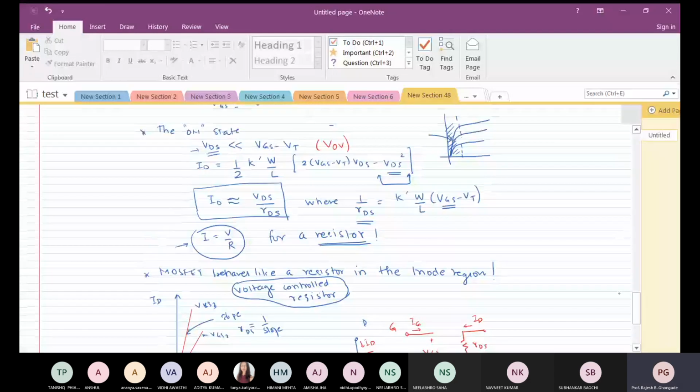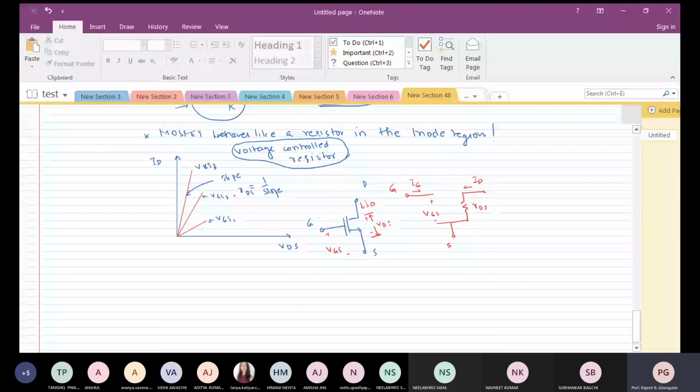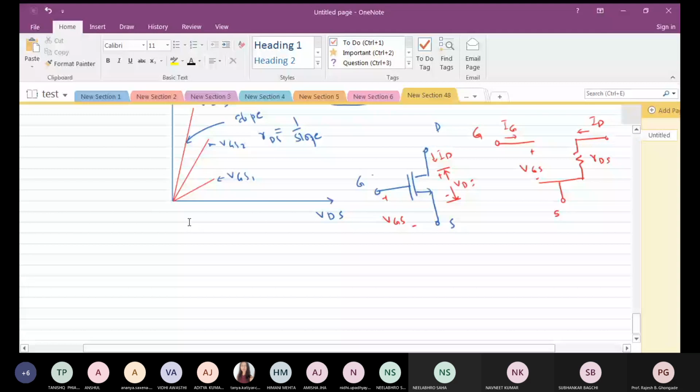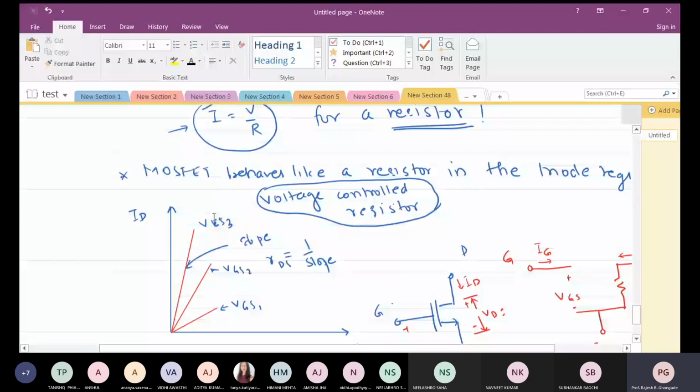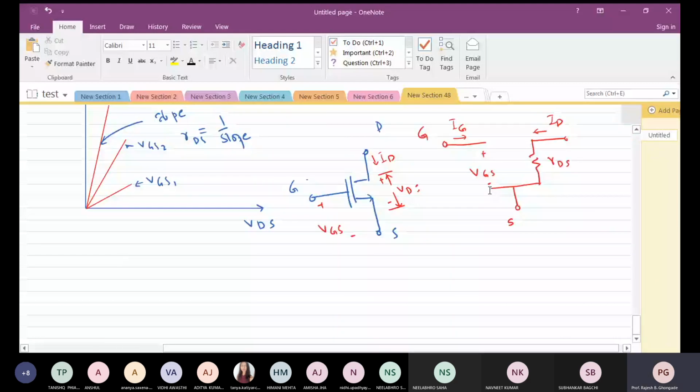This RDS, if you look at the equation for RDS, it is dependent on VGS. So by changing VGS, I can change the resistance, and then it acts as a resistor in this particular region. Okay, so I have shown you the partial region for the triode region specifically, where it behaves as a resistor, a voltage controlled resistor to be more precise. We have also seen the model in this particular region when the transistor is in the triode region. This is the model. We have already seen this.